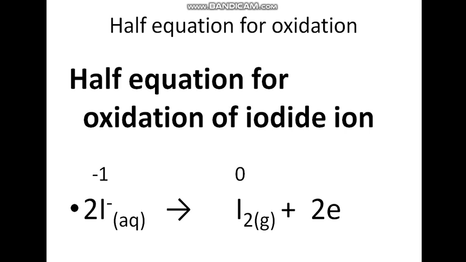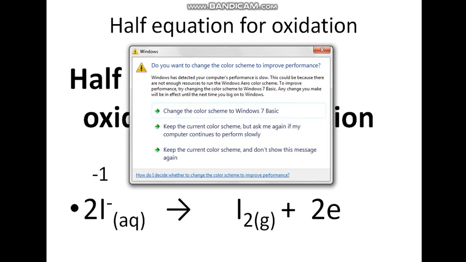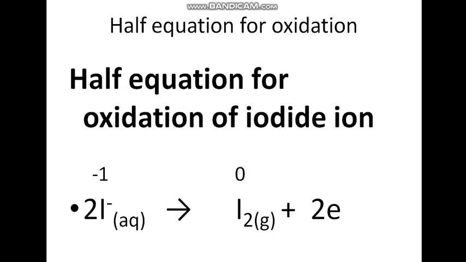In the half equation, the oxidation number of iodide ion is minus 1, while the oxidation number of iodine gas in free state is 0. That is, the oxidation number increases from minus 1 to 0. Increase in oxidation number is oxidation reaction. Therefore, iodide ion is oxidized in this reaction to give violet vapor iodine gas.